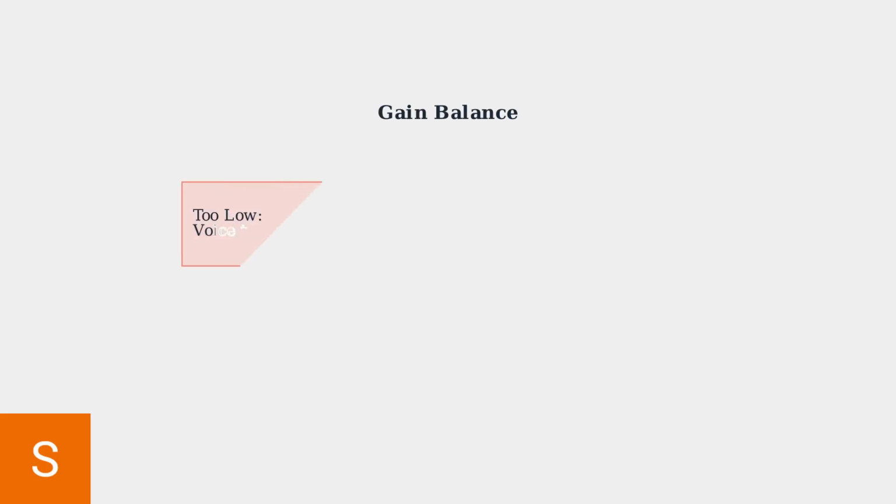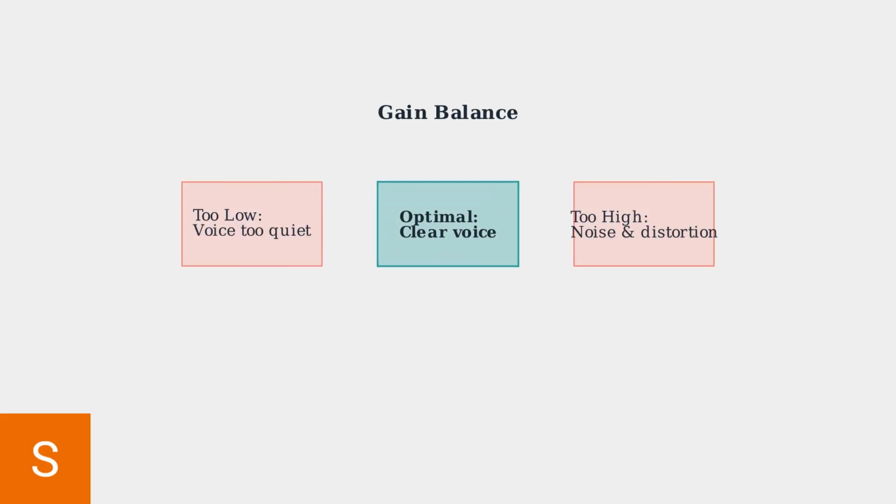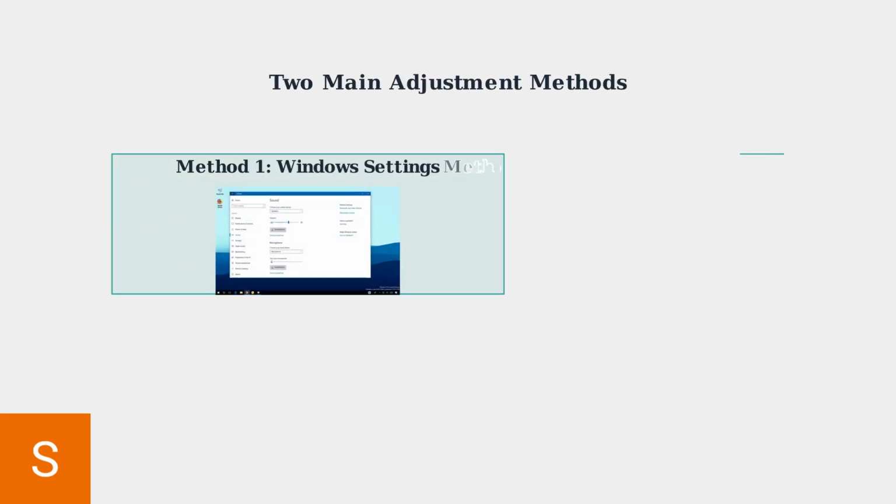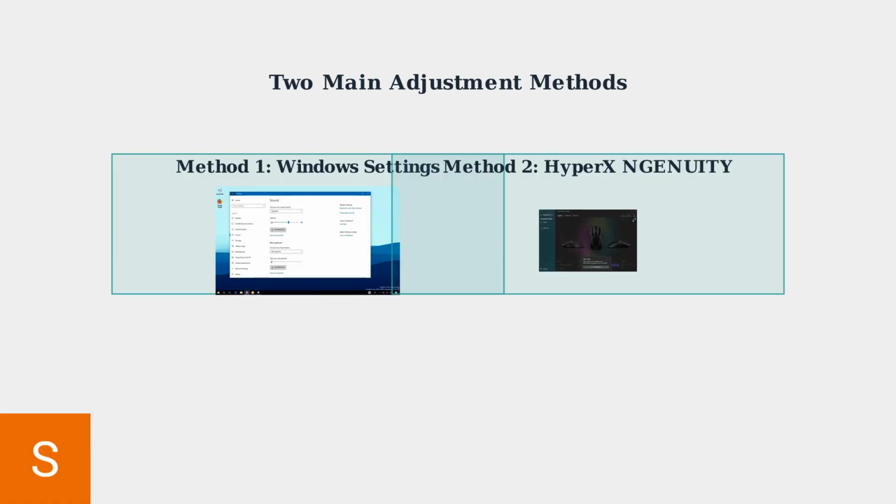Higher gain increases your microphone volume, making your voice louder and clearer. However, setting the gain too high can introduce unwanted background noise or audio distortion. You can adjust your microphone volume through two main methods: Windows native audio settings and the HyperX Ingenuity software. Each provides different levels of control and customization.